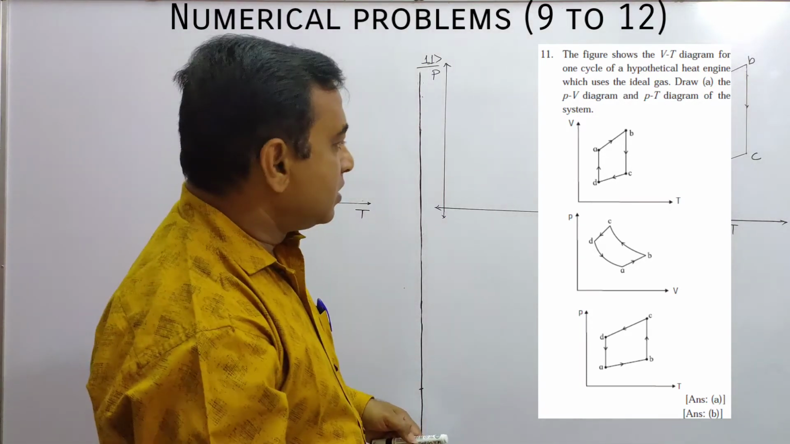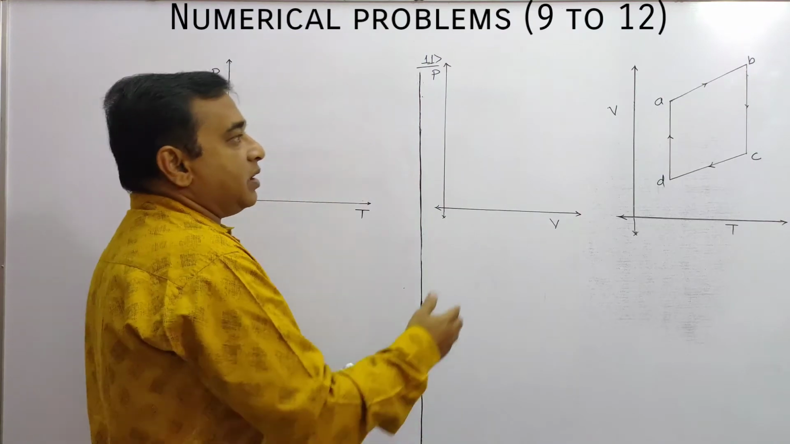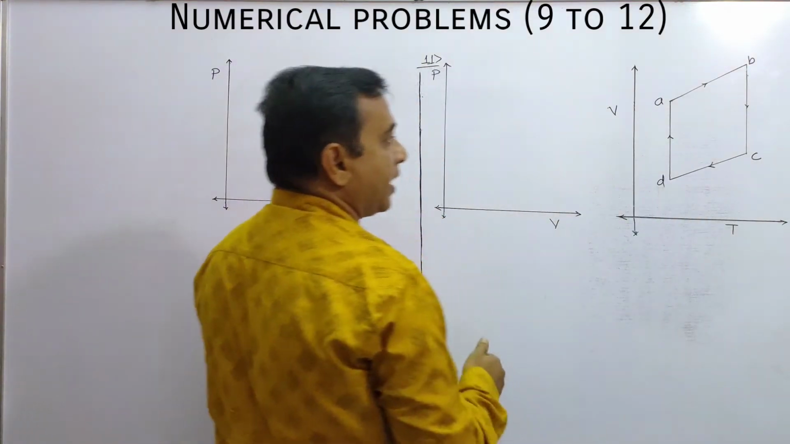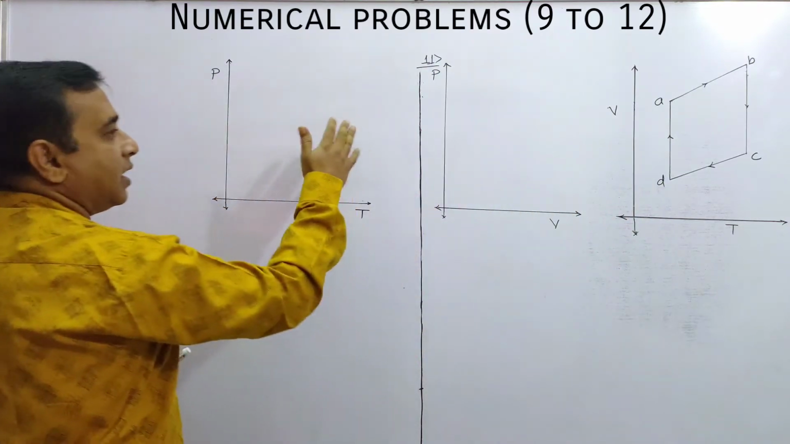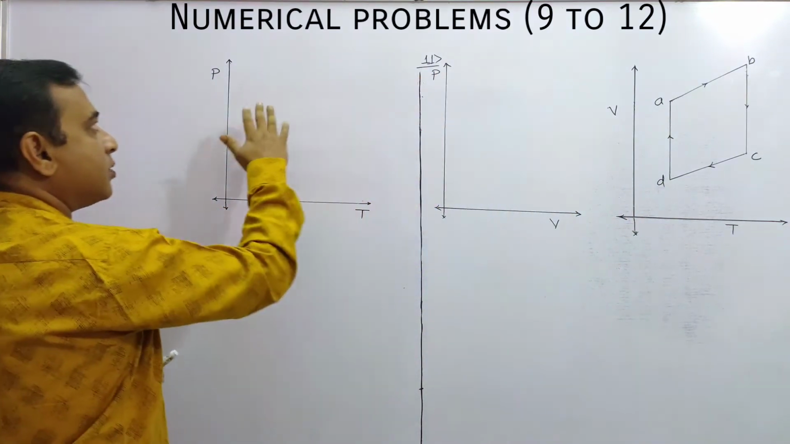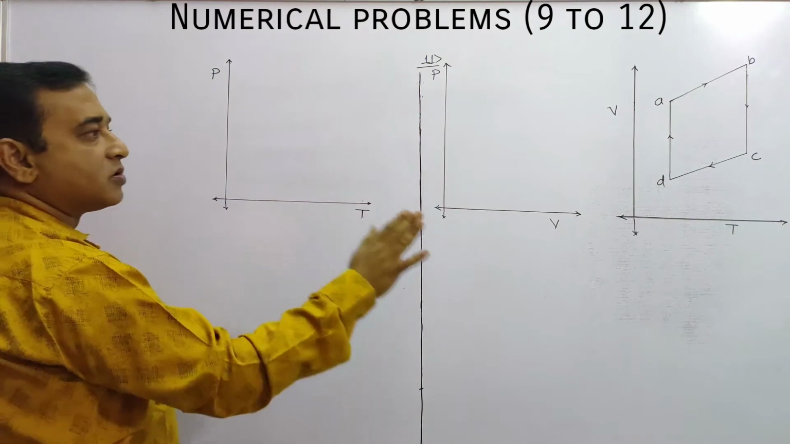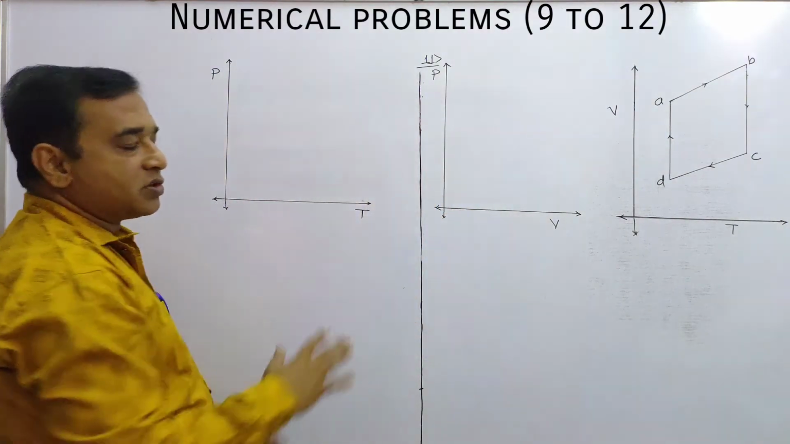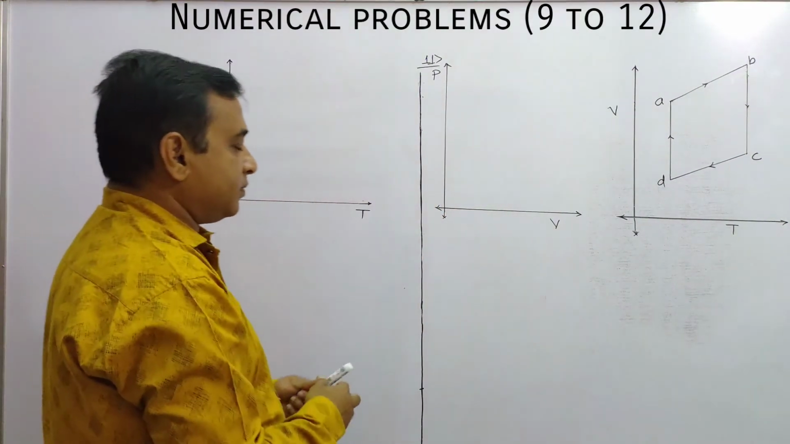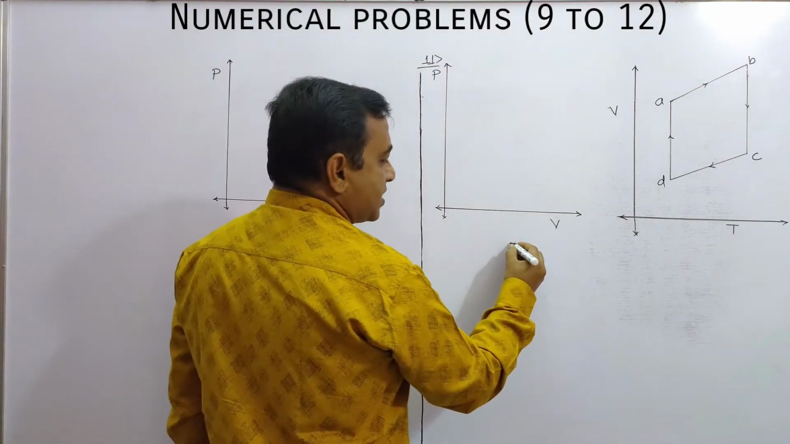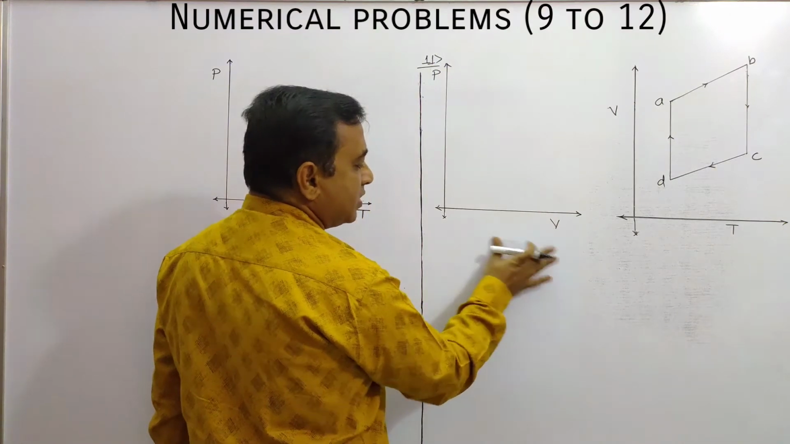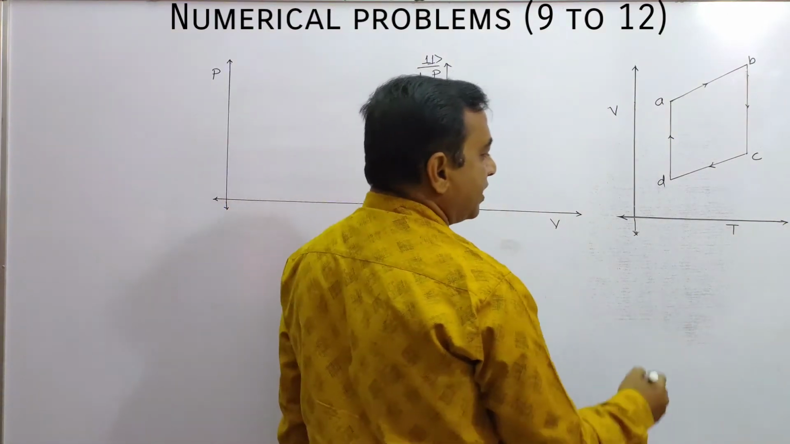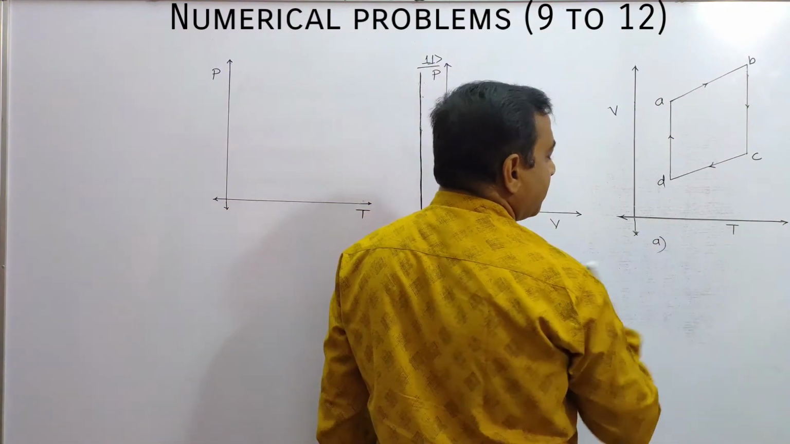So here it is, knowing the VT diagram, I need to draw the PV diagram with the help of this VT diagram, and with the help of the same VT diagram, I'm going to draw the PT diagram also. The frame is already drawn, so we just compare. I'm going to write below it so that you can get a clear understanding. Here it is A.